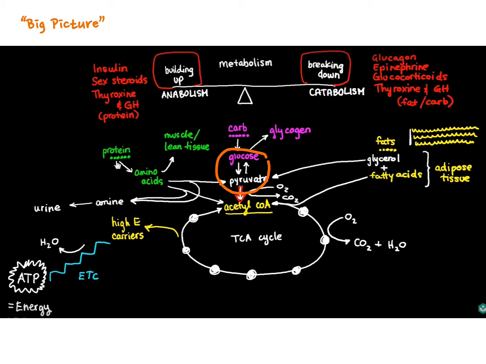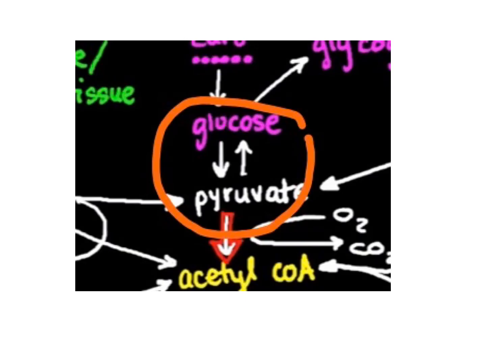In Chapter 15, we learned that glycolysis is just an arrow from glucose to pyruvate. Then where is gluconeogenesis? Let's zoom in on this orange circle. Inside the orange circle, there are two arrows pointing in different directions.